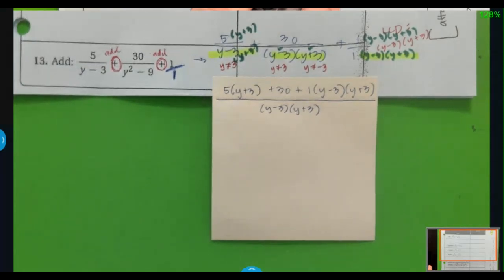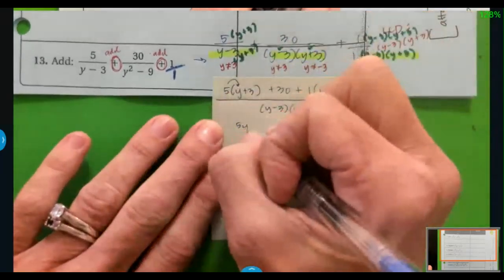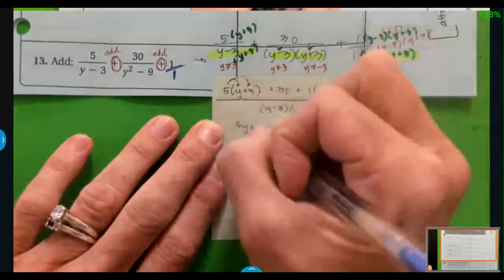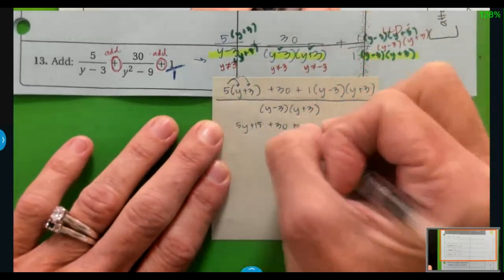Now, after this, you just got a bunch of little knick-knack paddywhack: distributing, combining like terms, FOILing, that kind of stuff. So very carefully, I'm going to distribute. 5 times y is 5y. 5 times 3 is 15. I can't do anything with the plus 30.